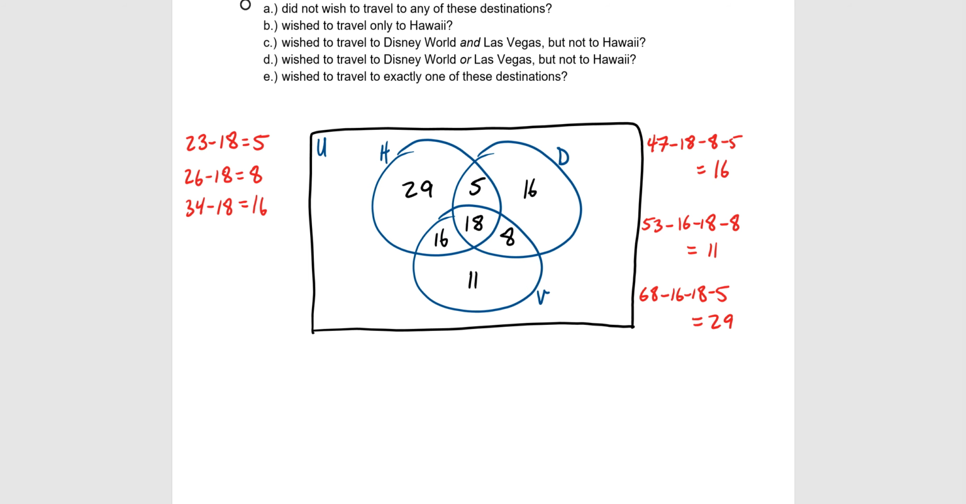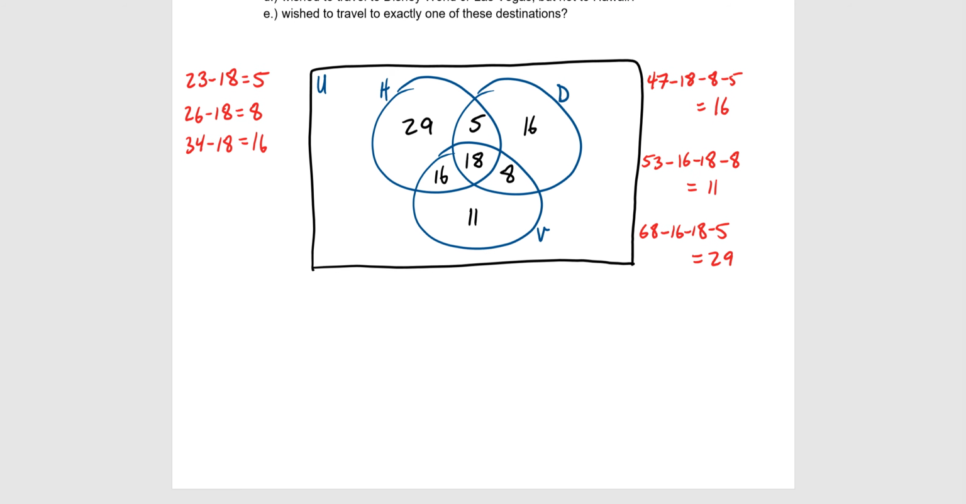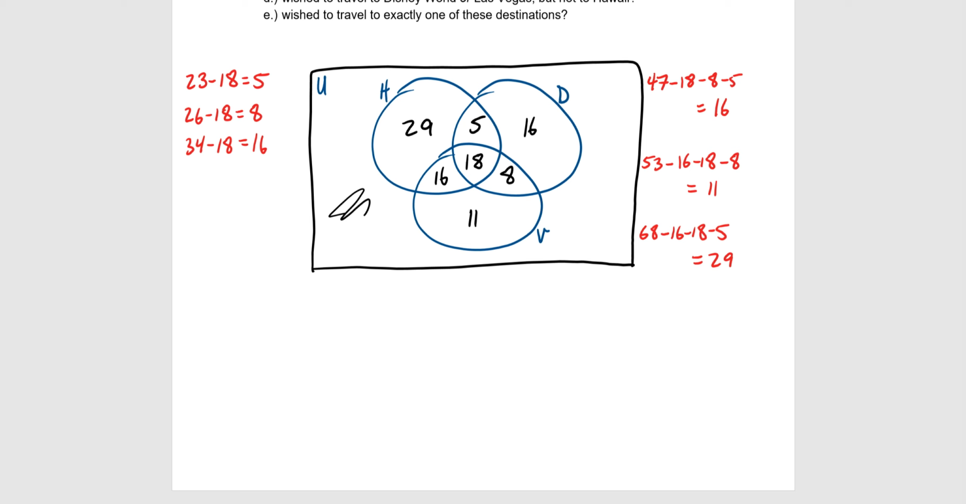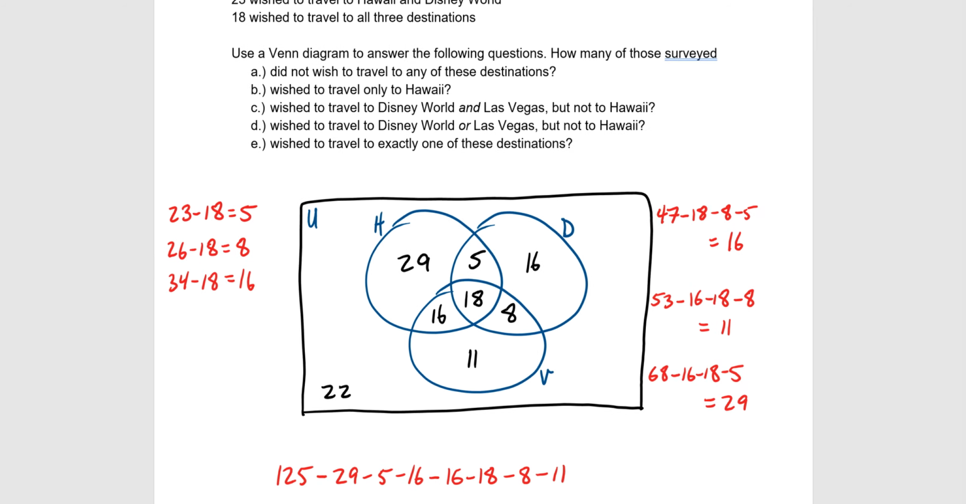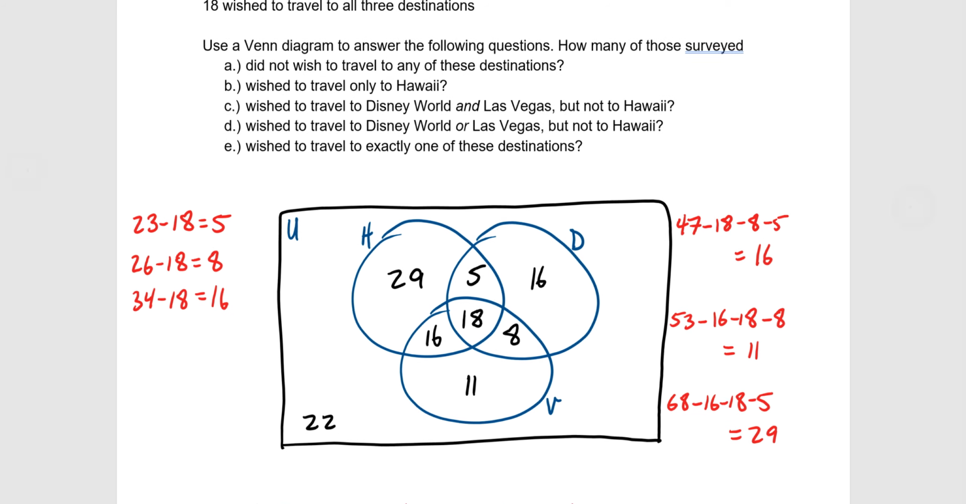Okay, and then the portion that we don't want to forget about is up here, the 125 potential customers, because we need to put in a number outside of these circles out here. So that means we need to subtract 125 minus all of these numbers in here. So when we subtract all of those values, we get 22. So that is the number of people that didn't want to travel to any of those places that they surveyed. Okay, so let's go ahead and zoom back in here and let's answer these questions.